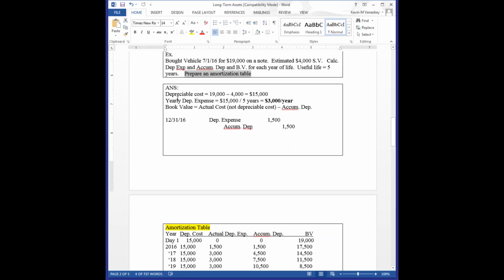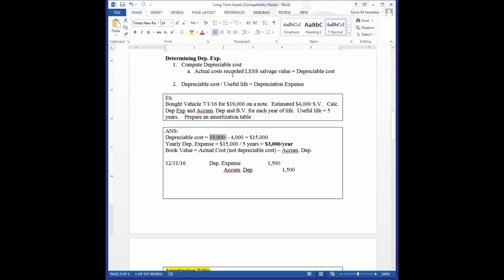So the first thing when I'm doing this amortization table, remember our first step here is to take our cost. I'm buying the asset for $19,000 and I subtract out $4,000 in salvage value. So that leaves me a depreciable cost of 15 grand. That's what I'm actually going to depreciate. Then I take that 15,000 and divide it by 5 years. So for every full year that I have the piece of equipment, I'm going to depreciate it 3,000 each year.